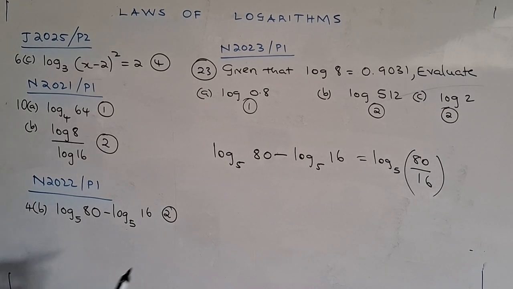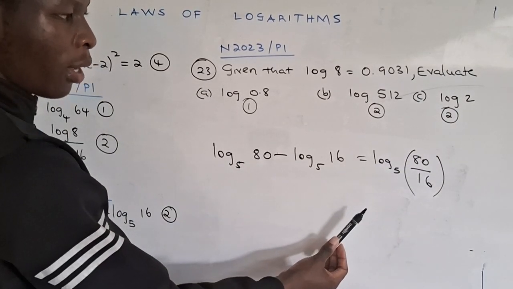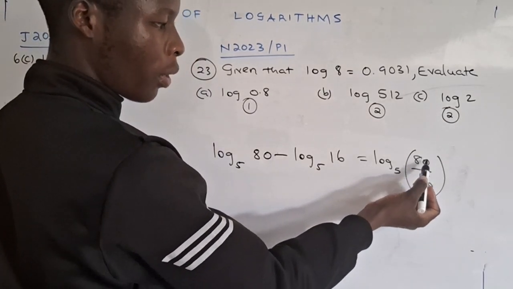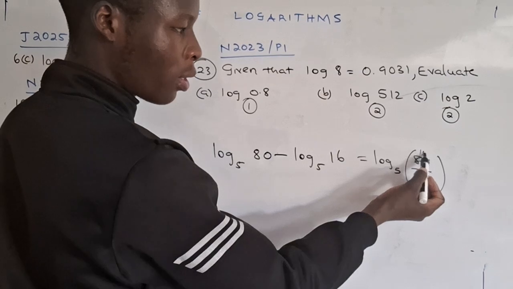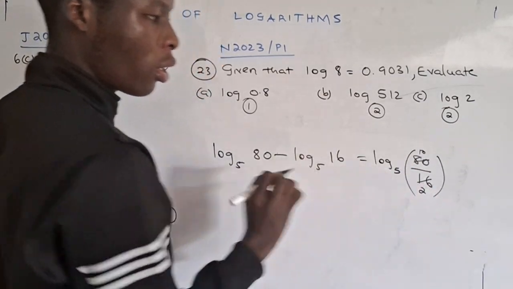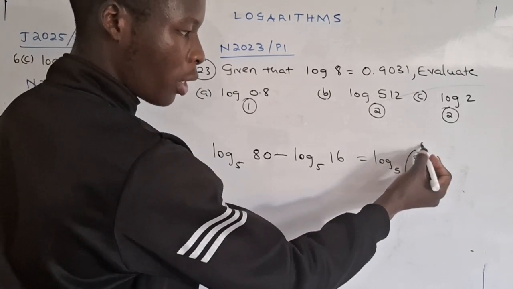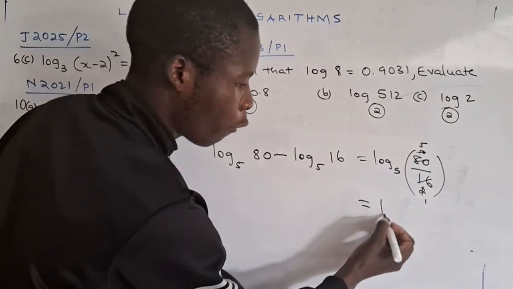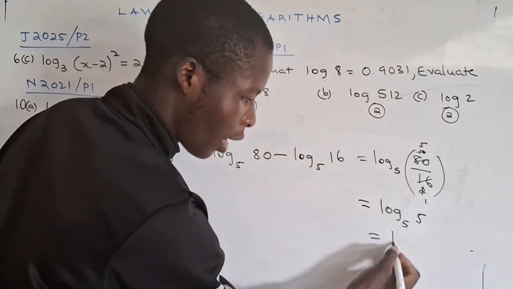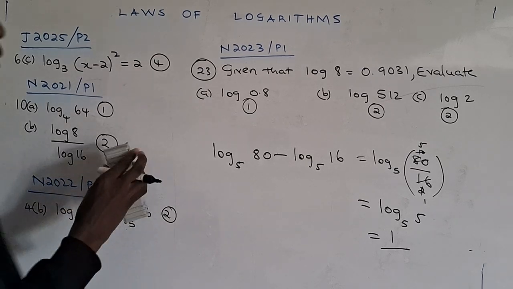Now, what are you supposed to do? You can reduce this. 80 to 16, this is 5, and 16 to 16, this is 1. So you have log base 5, 5. What is the answer? The answer is 1. This is the solution to this problem.